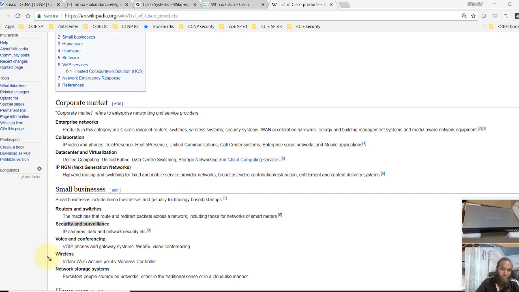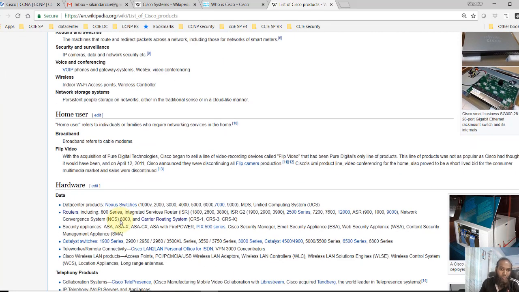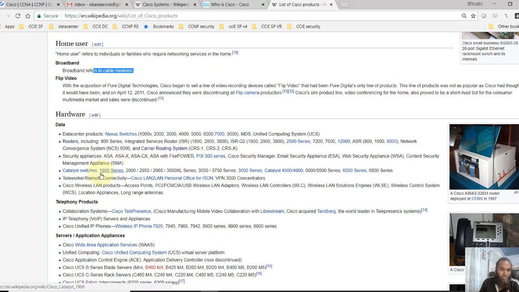Cisco also deals with other networking devices, which include wireless devices like access points or wireless LAN controllers, and also broadband cable modems and other devices which are generally used by end users. Now here you can see there is a big list of devices, and that's what each track in Cisco covers.